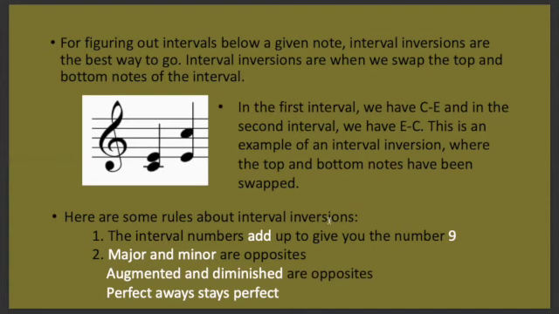Here are some rules about interval inversions, and they will apply to any interval that is smaller than an octave. The interval numbers will add up to give you the number 9. Major and minor are opposites. Augmented and diminished are opposites. Perfect always stays perfect. So what I mean by that is, if we have a major interval and if we invert it, it will automatically become a minor interval. And if we start off with a minor interval, if we invert it, it automatically becomes major. Let's see some of these intervals in practice.